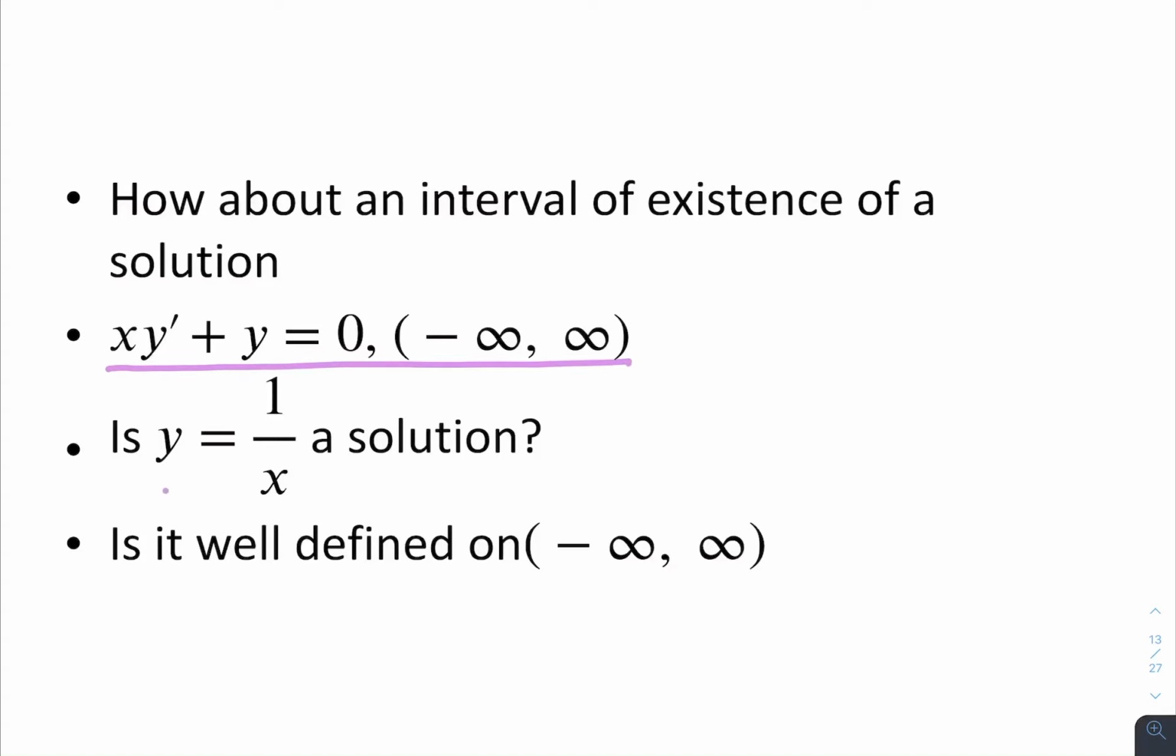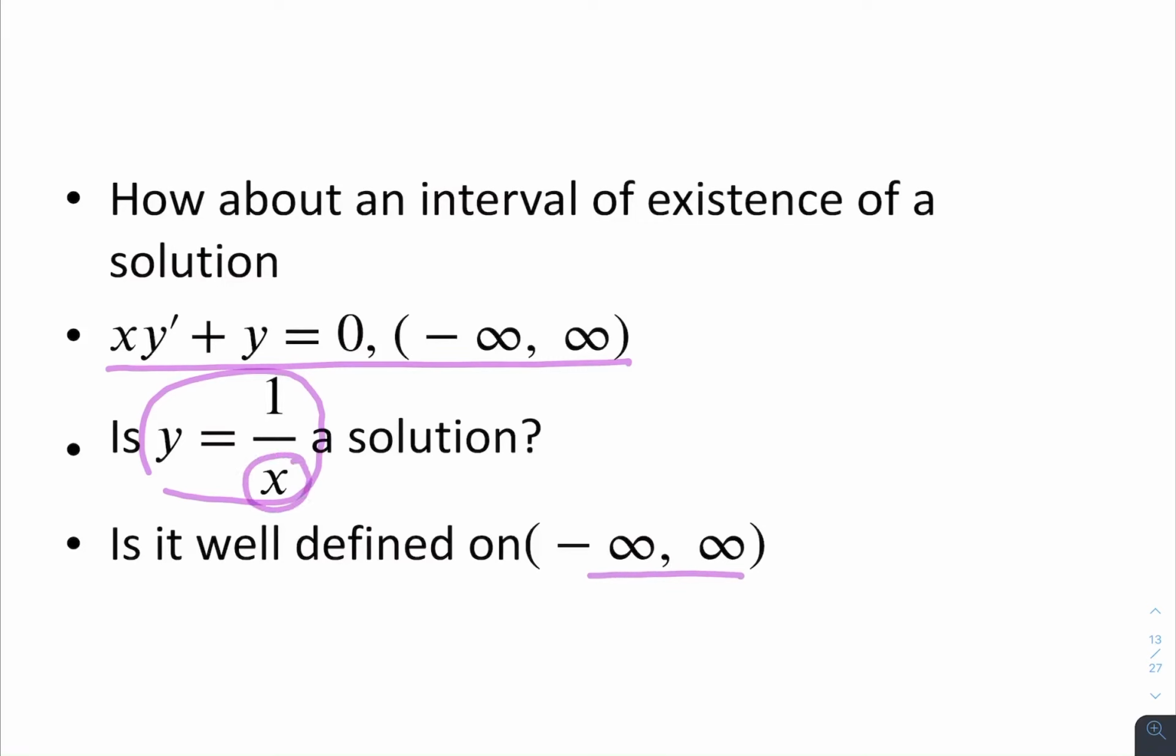But the solution is, go home and verify, see if it's a solution or not. And actually that would be a solution, by the way. Go home and verify that. That's a solution, but the solution is not well defined on this entire real line because again you have a 0 there.